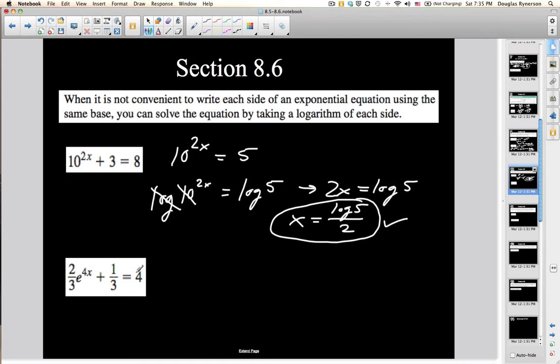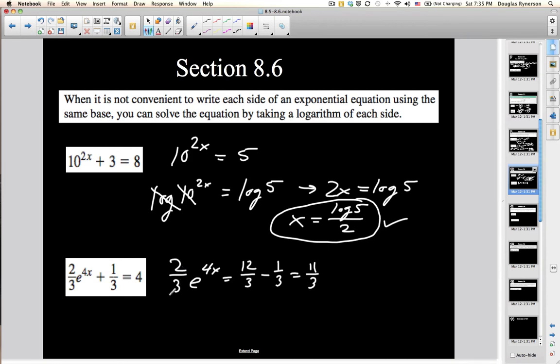Okay, we're going to go ahead and do the same sort of thing with this problem. The first thing I want to do is subtract 1/3. So I'll have 2/3 times e to the 4x power is equal to 4 minus 1/3, but I need 4 to be in thirds, so that's 4 is 12/3 minus 1/3, which would be 11/3.